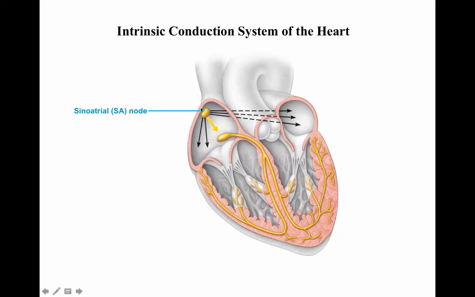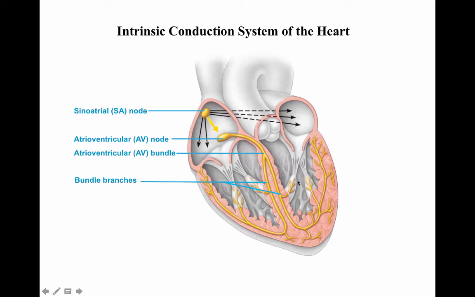The sinoatrial node helps manage the systole and diastole of the atria, as well as sending its action potential to the atrioventricular node that will communicate that beyond this non-transmittal layer of connective tissue that are the valves into the ventricles via the atrioventricular bundle, branching off through the bundle branches and then deeper into the heart tissue, the cardiac tissue in the Purkinje fibers.